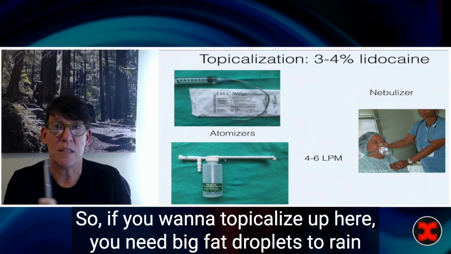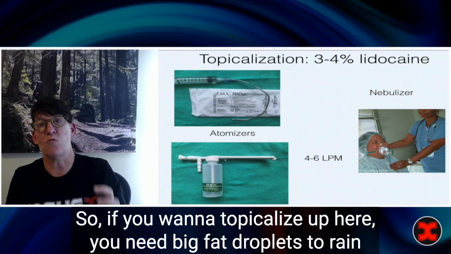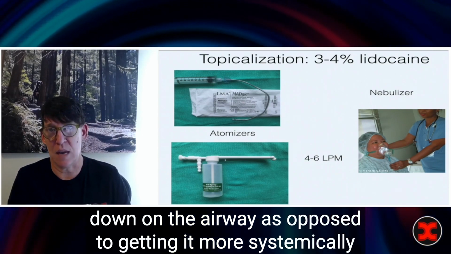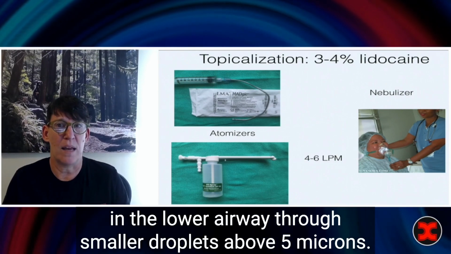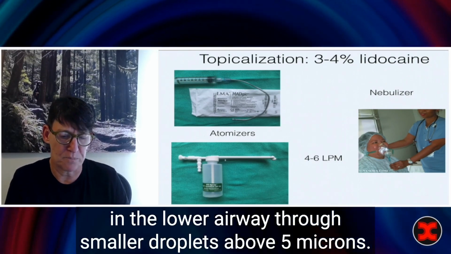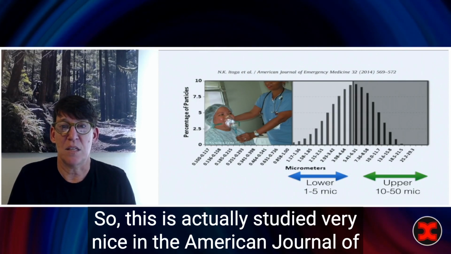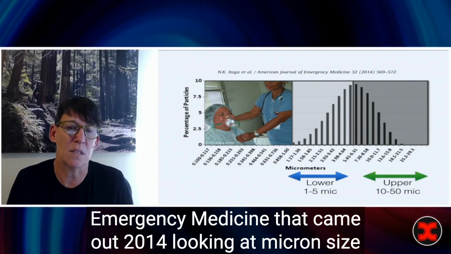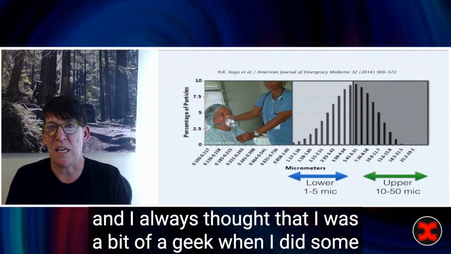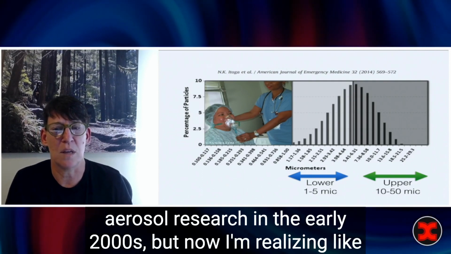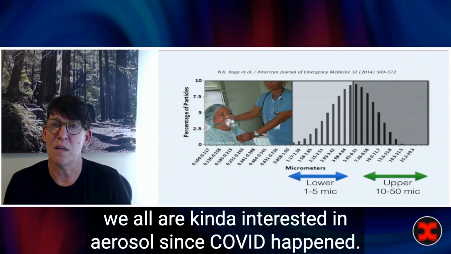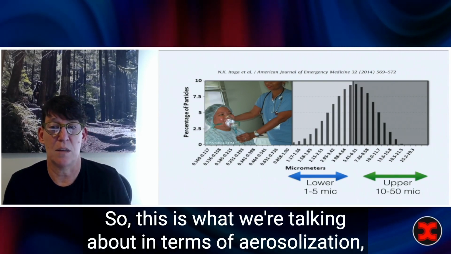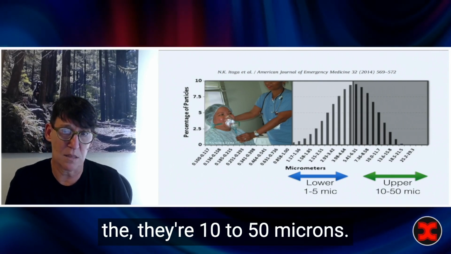So if you want to topicalize up here, you need big, fat droplets to rain down on the airway, as opposed to getting it more systemically in the lower airway through smaller droplets above 5 microns. So this is actually a very nice study in the American Journal of Emergency Medicine that came out in 2014, looking at micron size. And I always thought that I was a bit of a geek when I did some aerosol research in the early 2000s. But now I'm realizing we all are kind of interested in aerosols since COVID happened. So this is what we're talking about in terms of aerosolization, the 10 to 50 microns.